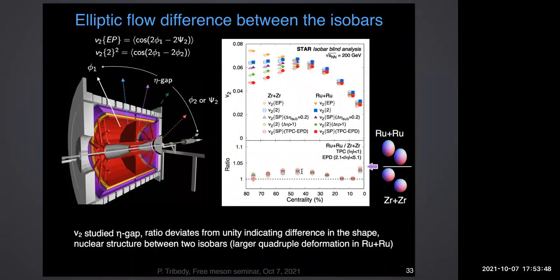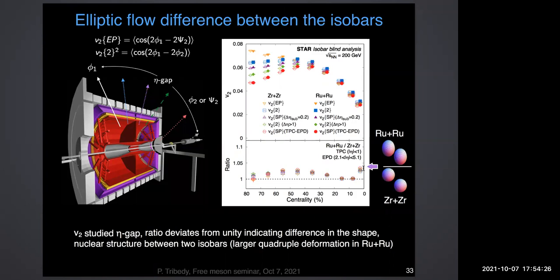Now look at the ratio of ruthenium over zirconium. First of all, it is above 1, with good significance in all different methods. Then it goes to 0 towards central events, and then it goes up again in the most central events, which is very interesting. In these central events, the nuclei are overlapping on top of each other, so there's like no impact parameter. So if you see a significance here, it means that one of the possible things is that ruthenium is actually more prolate, more deformed than zirconium. That's one of the possibilities. So that was unexpected.